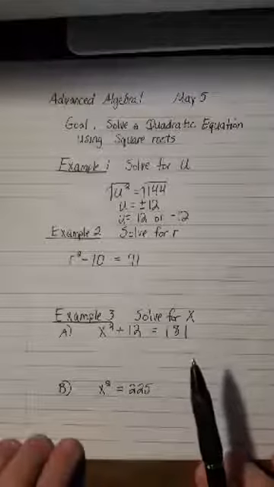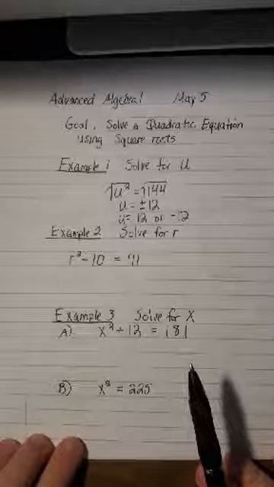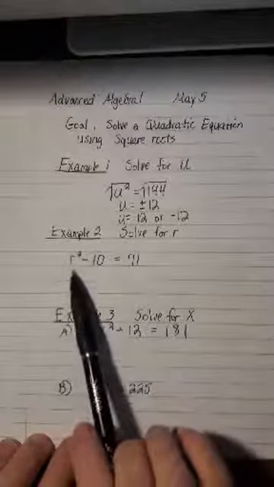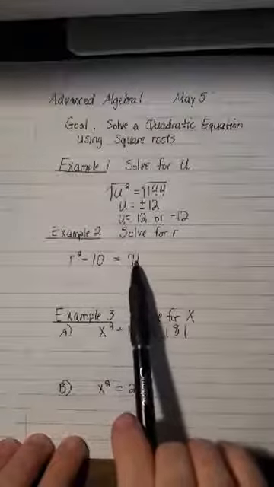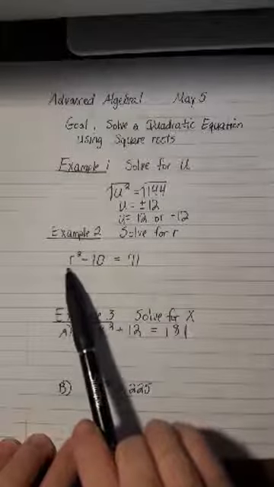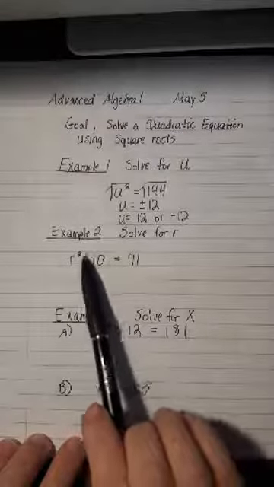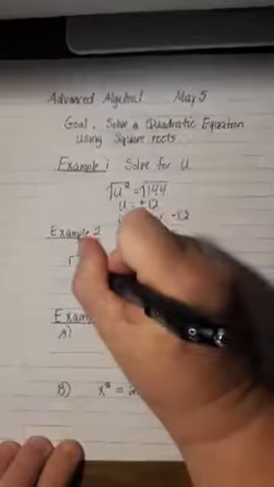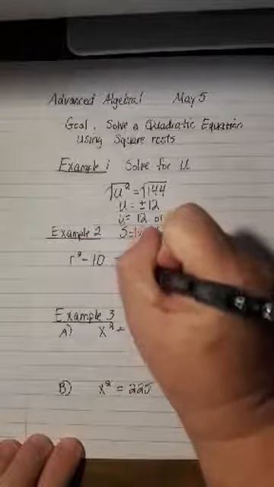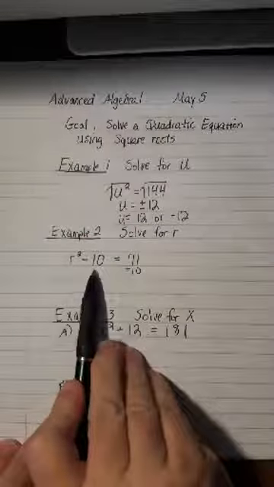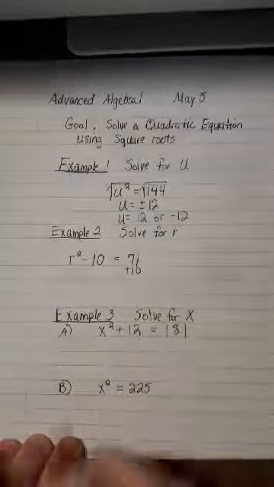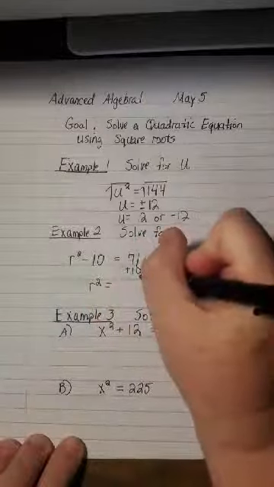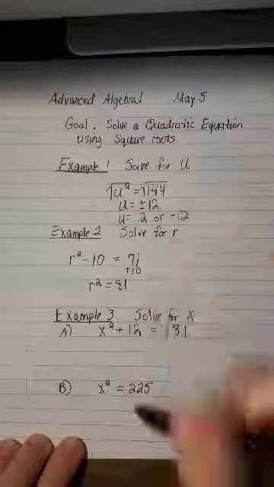All right, example 2. We're going to solve for r. So this time you've got r squared minus 10 equals 71. You're not ready to take the square root yet to get r, because you've got to get rid of this minus 10 that's over here on the same side with r squared. So we're going to add 10 to the other side. You add it to this side too, and it makes it cancel out. I'm just not going to show my work there. And so you have r squared equals 71 plus 10, which is 81.